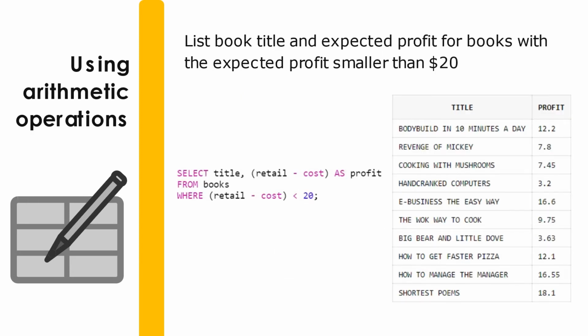Column aliases are commonly used with arithmetic operations. For example, if we would like to list the book title and the expected profit for books, with the expected profit smaller than $20, however, we know that we do not have a profit column in our list of columns. But we can get the profit by doing an arithmetic operation between the retail and the cost. And we are showing it in our output as the column alias profit.